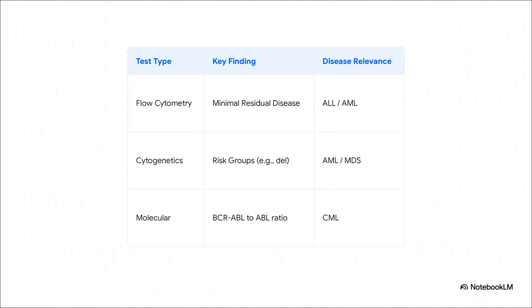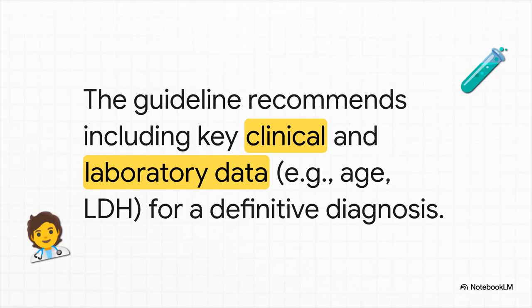This table just gives you a few examples. For leukemias like ALL and AML, flow cytometry is key for detecting minimal residual disease. For AML and MDS, cytogenetics helps us define risk groups, and for CML, molecular testing for the BCR-ABL transcript is just the standard of care for monitoring treatment. These ancillary test results aren't optional. They're fundamental to the final diagnosis.